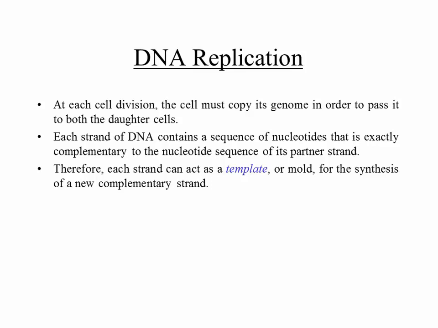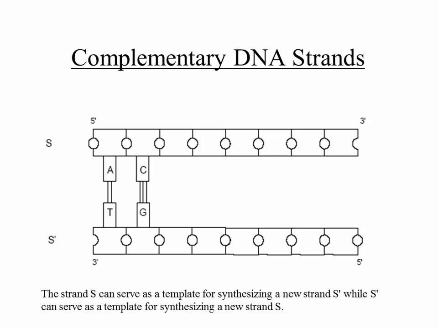At each cell division, the cell must copy its genome in order to pass it to both the daughter cells. Makes sense, right? Each strand of DNA contains a sequence of nucleotides which is exactly complementary to the nucleotide sequence of its partner strand. Therefore, each strand can act as a template, or a mold, for the synthesis of a new complementary strand. That's shown on the next slide. So you have two strands, S and S prime. If you know the sequence here, you automatically know the sequence here, because A on this will pair with T on this, C on this will pair with G on this, and so on. So the strand S can serve as a template for synthesizing a new strand S prime, and vice versa. Any questions?